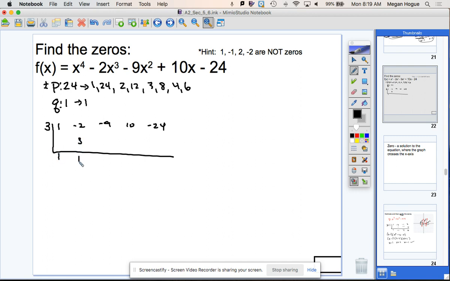Let's see if I was nice and I gave us the first one that worked. Does it work? Nope. Think negative 3 is going to work? Let's see if Price is right. I think he might be.